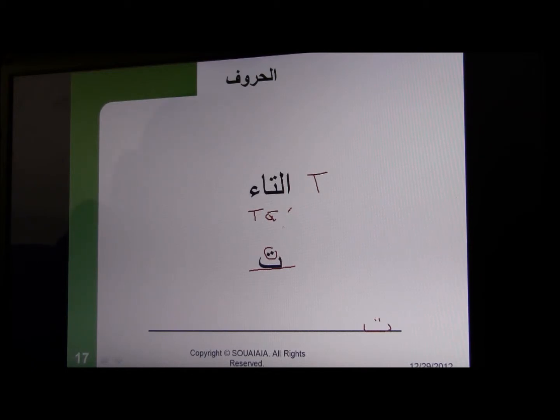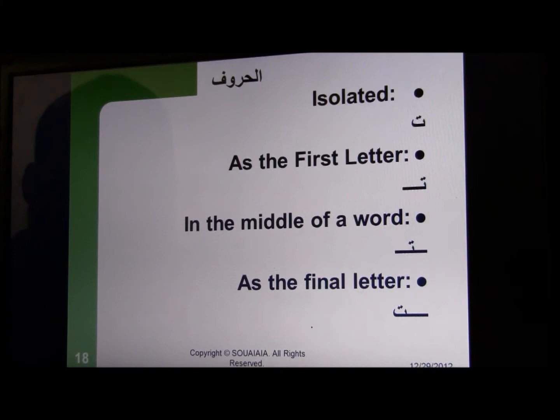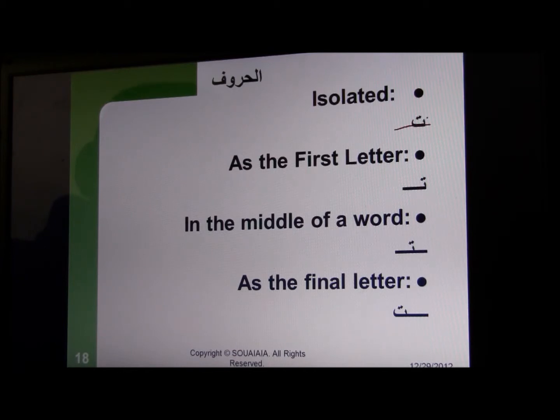And just to write it, here it is. Thaa. Just the same thing we've said about the ba, you apply basically to the Thaa. That's isolated, with the two dots above. As a first letter, you begin there, and then you continue with the next letters. A word could have 4, 5, 6, 7 letters, however many letters.